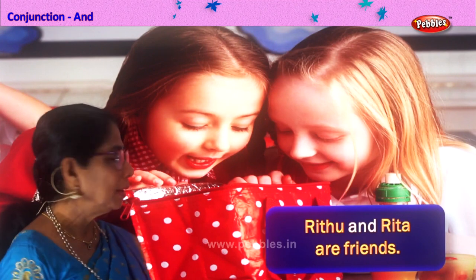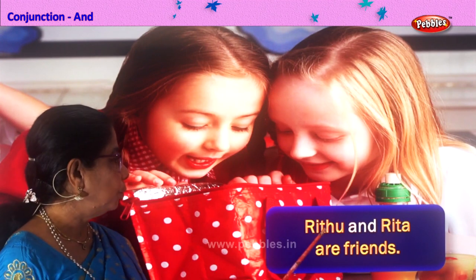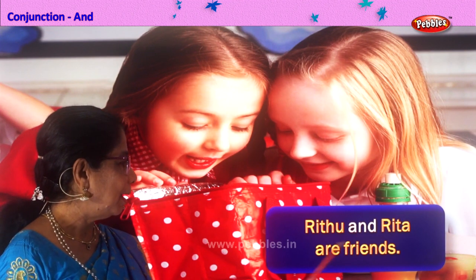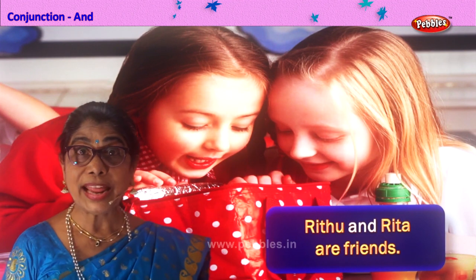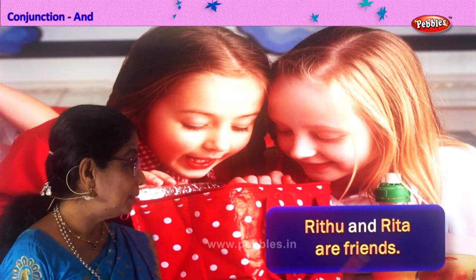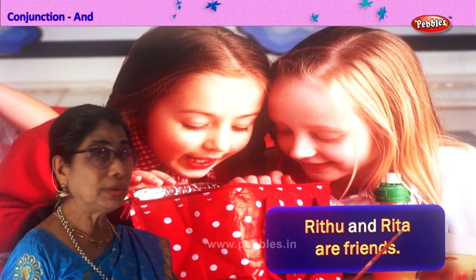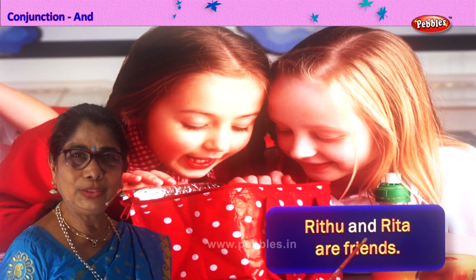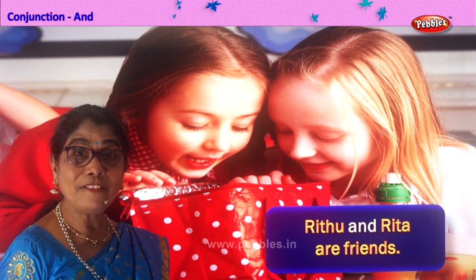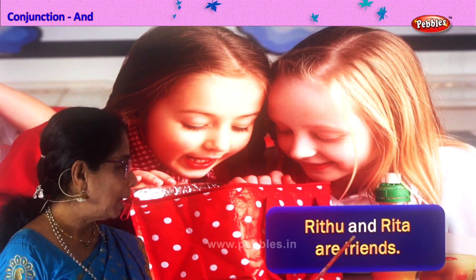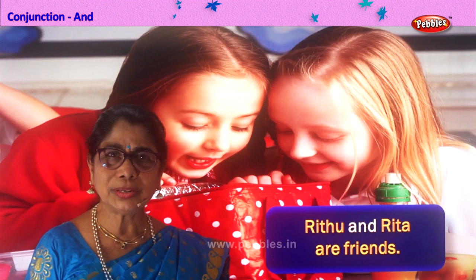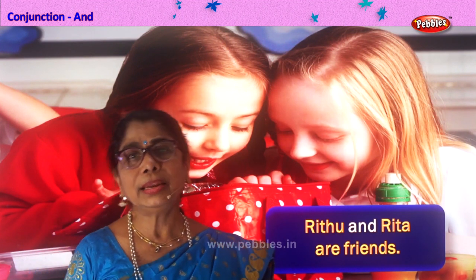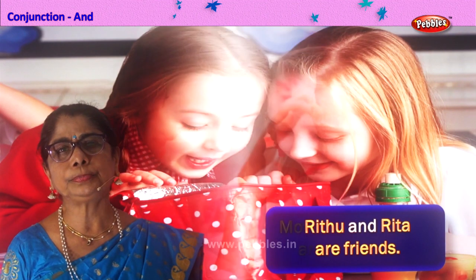Look. Here you have Ritu and Rita. Ritu and Rita are friends. Both are friends. Two words, two names, Ritu, Rita, joined by conjunction and. Ritu and Rita are friends. Now you know, I'm sure you learned what is conjunction, how we join two words or two sentences together. Good. Let's go on to a new picture now.